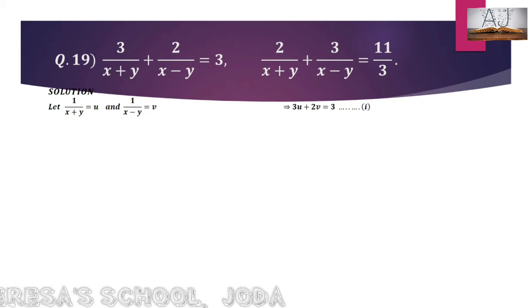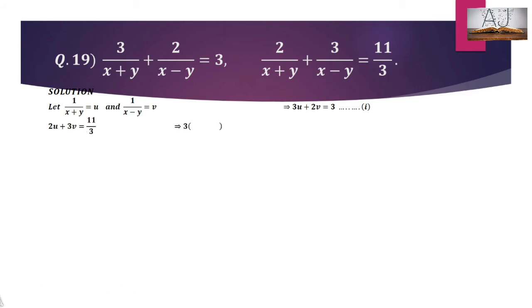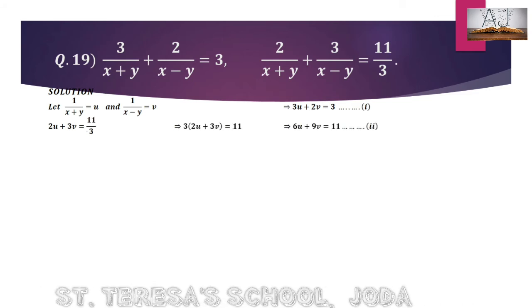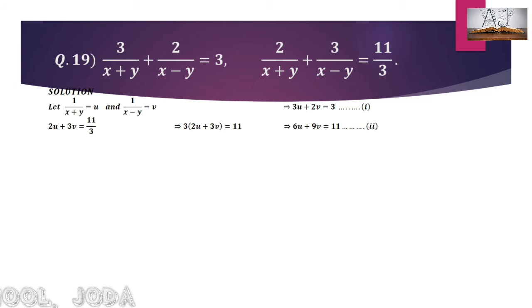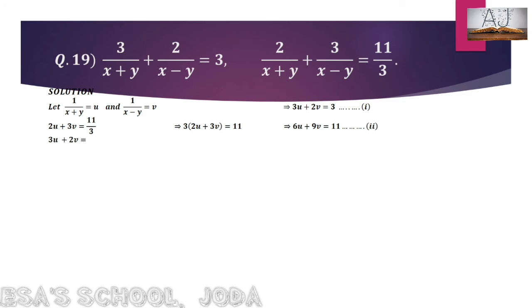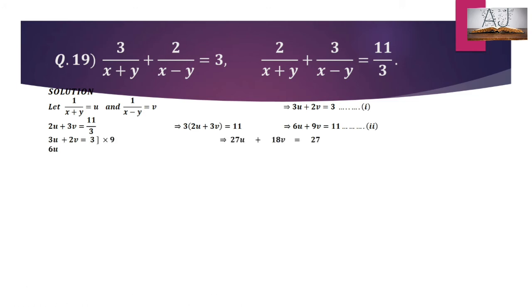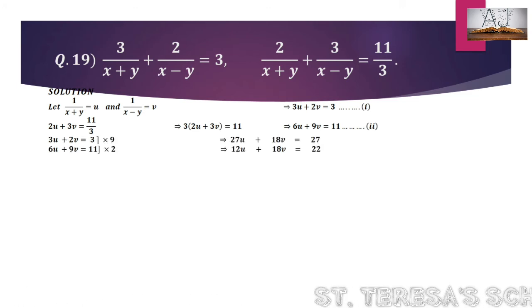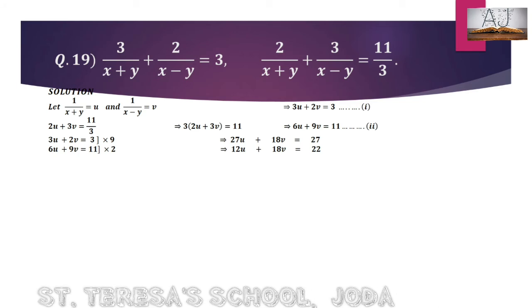Now in the same way, we can go for the second equation also. So the second equation becomes 2u plus 3v equal to 11 by 3. Take 3 to the other side and multiply. So we get 6u plus 9v is equal to 11. So we have got two equations. Now we need to simplify them. We'll write one below the other and try to make one of them equal.